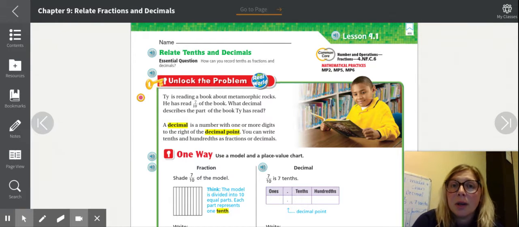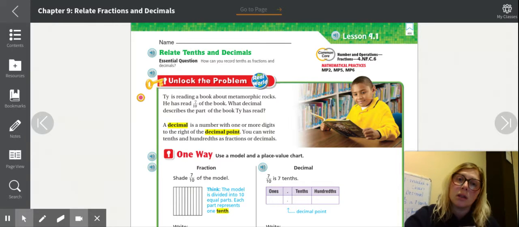Okay, so now we're going to jump right into the lesson. We went over a little bit of the vocabulary, and now we're going to jump into the lesson. It's 9.1. We're going to see how we relate tenths with decimals. We know fractions with tenths, and now we're going to see how we can use those to relate that to a decimal. Okay, so here's a problem.